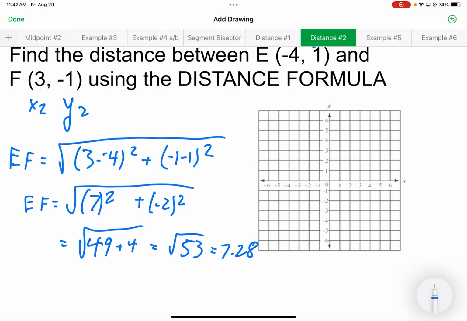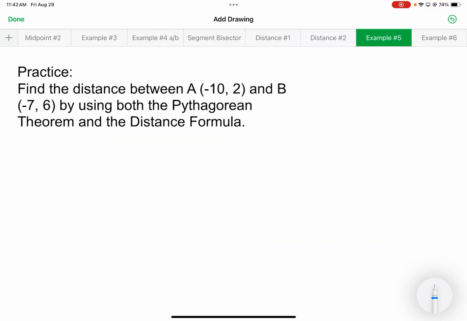That should be a review. You guys should have done the distance formula before. Okay. All right, let's do a couple of examples. Find the distance between A and B using the Pythagorean theorem and the distance formula. So they want you to do both methods here. What do they not give you? They don't give you the formula, so we could do that.